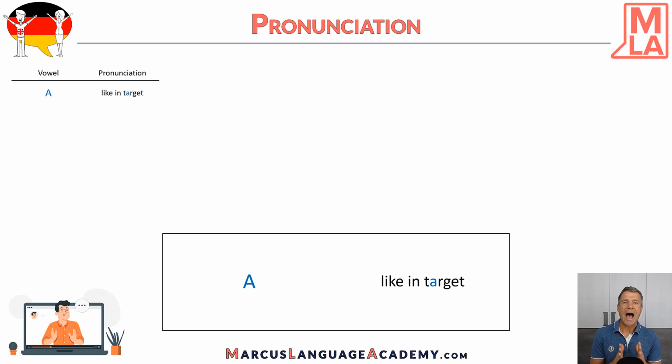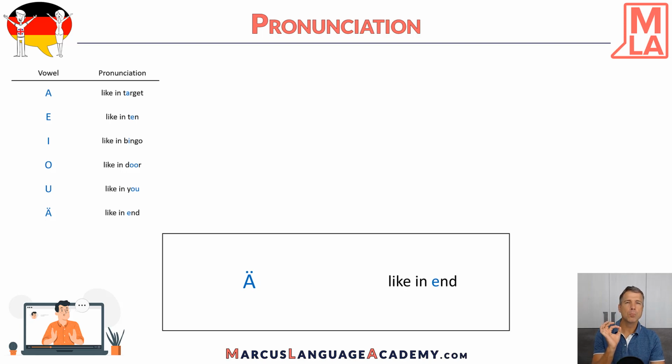In German, A is pronounced like in Target. E like in ten. I like in bingo. O like in door. U like in you. And in German we also have vowels called umlaut.